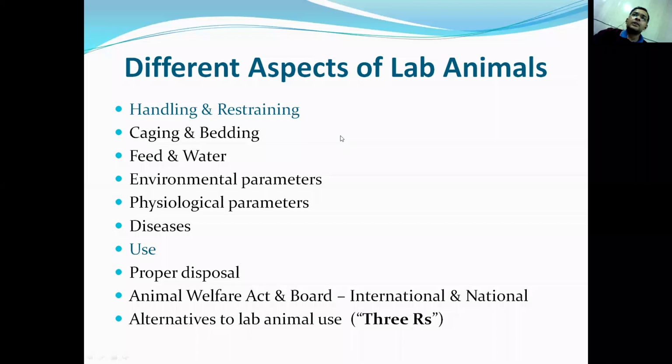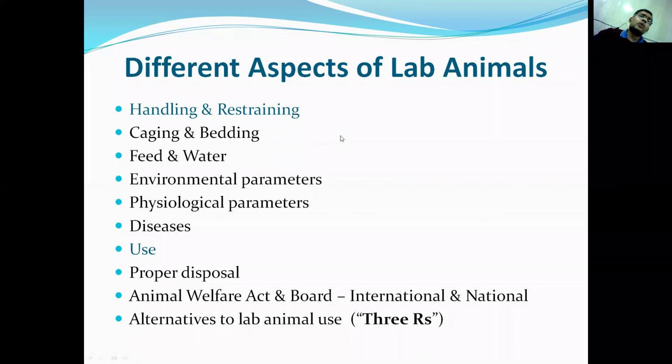Second, reduce. Reduce means if your motto is served by using a smaller number of animals, then it is better to use the smaller number of animals. And third is refinement. Refinement means you have to refine your procedure so that minimum pain is given to the lab animal, so that they have minimum suffering during your experiment.